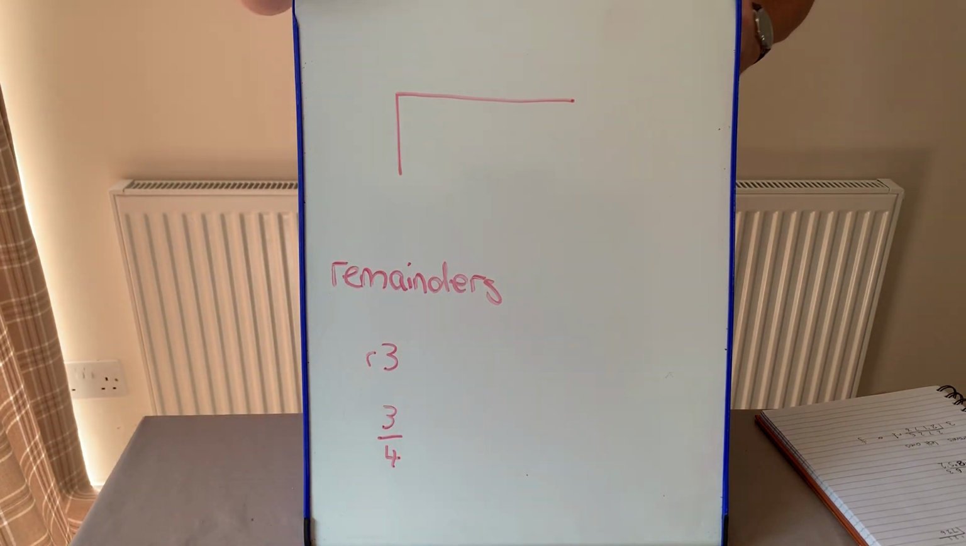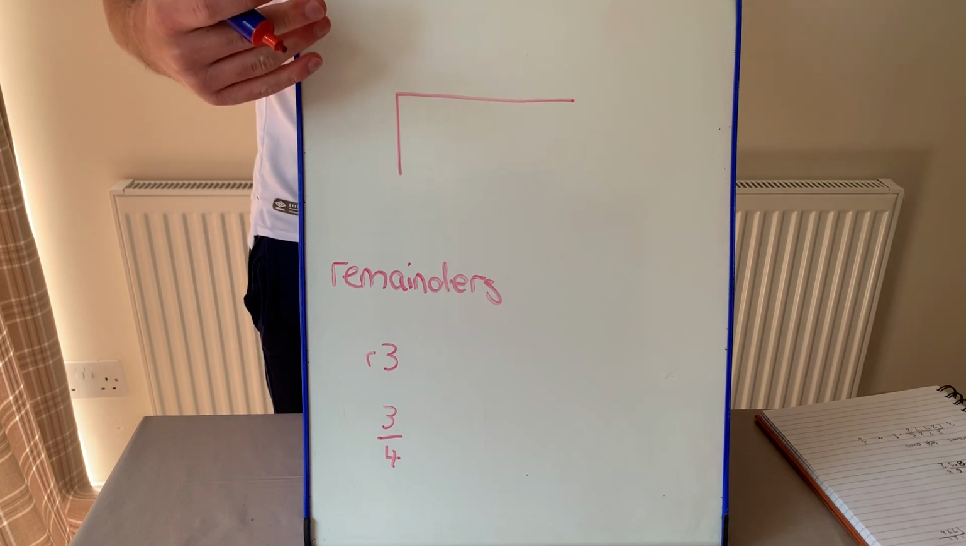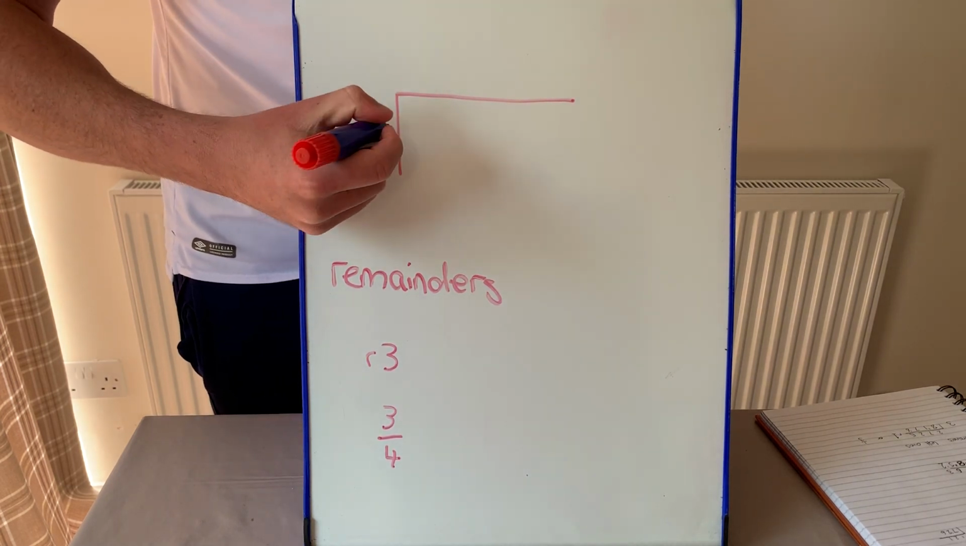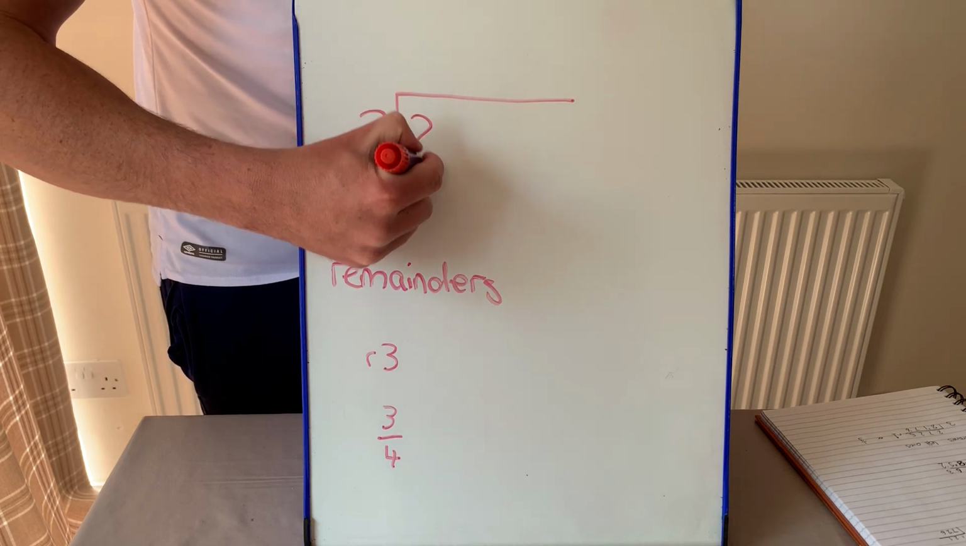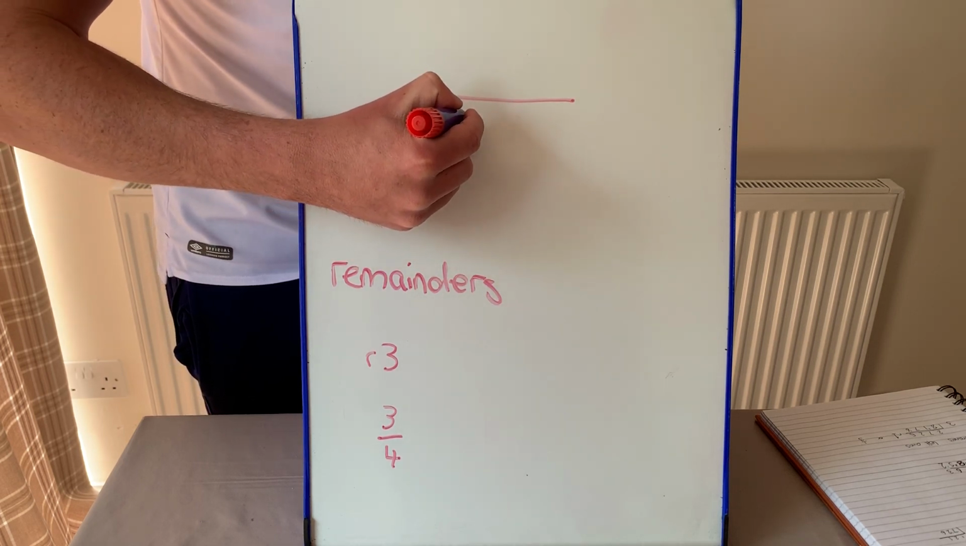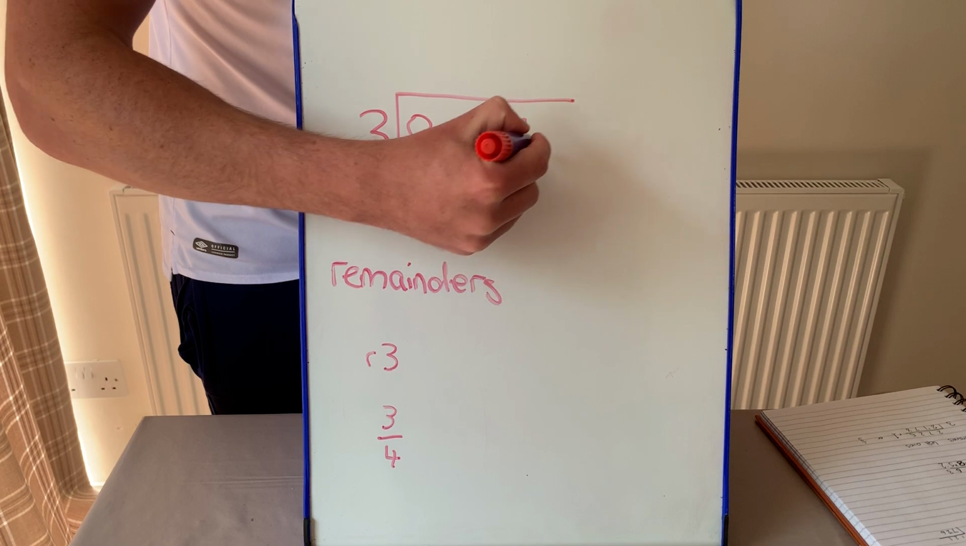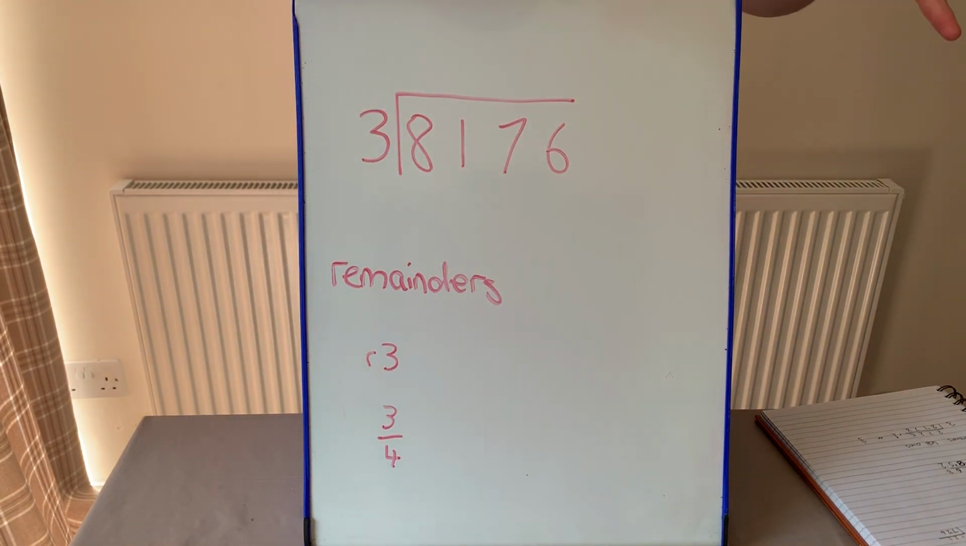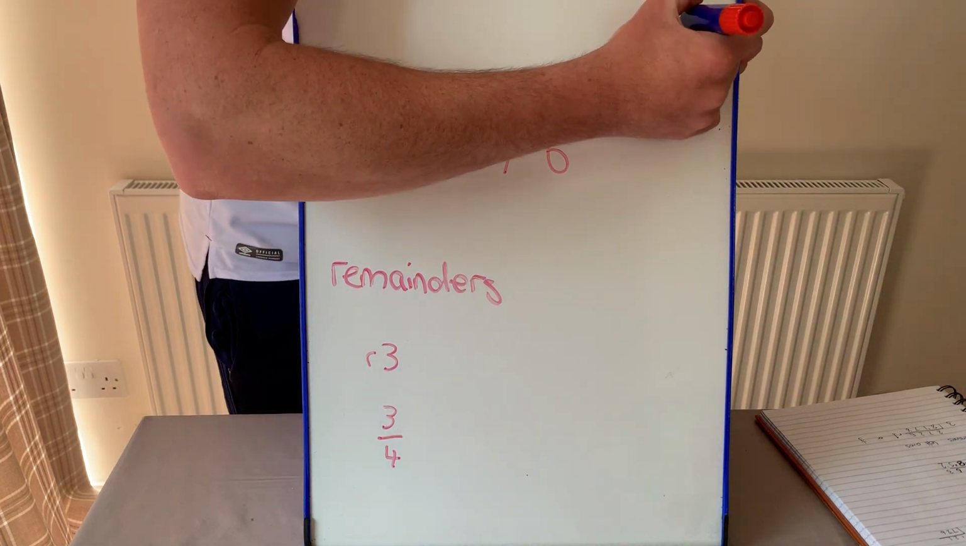So what I'm going to do is I'm going to give you a question that I know has a remainder. So we're going to look at dividing by 3, and we are going to divide the number 8,176. So what we're going to do is we're going to work through it, but the first thing I need to do, write my times table down the side.